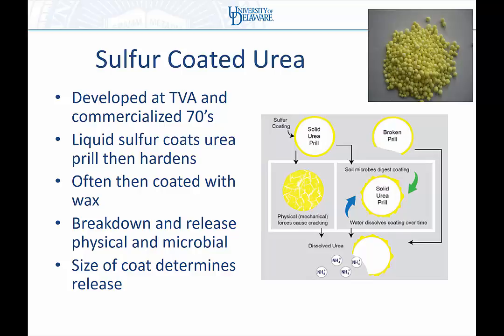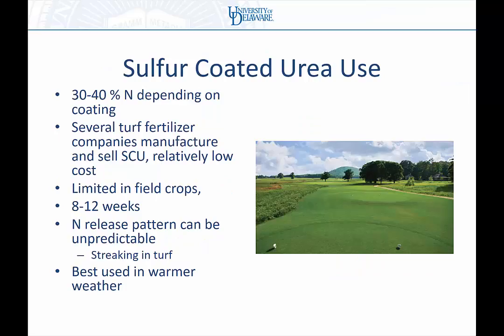Now, we don't really use this in agriculture. When it was first developed back in the late 60s and 70s, we all really thought this was where nitrogen technology was going to go. As it ended up, we never really did adopt this very wholeheartedly with field crops. And where it's remained today is within the turf industry. So a lot of sulfur-coated urea is used for turf use.